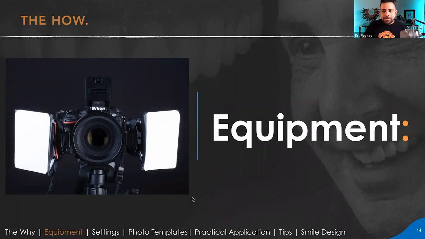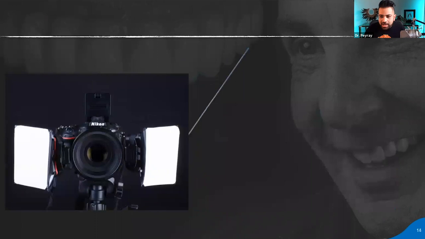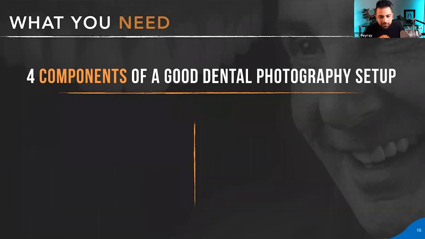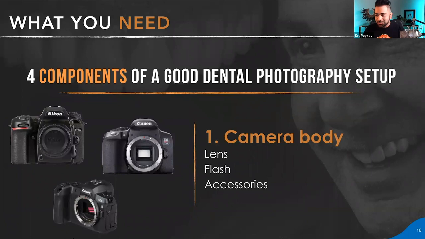Okay, now the equipment. We talked about the why. Let's get into the equipment. And this is where it gets fun, because there are only 4 components of good dental photography. There's a camera body, you have a lens, you have flash, and then you have accessories. That's it. You got 4 things. It's very simple. Now we're going to cover those in a very quick, nice way for you to understand everything about these things in such a short time.